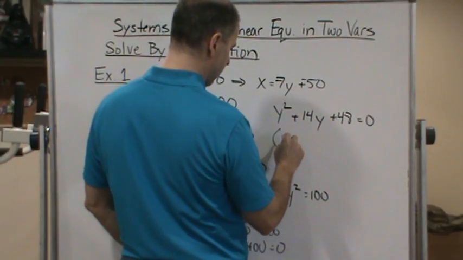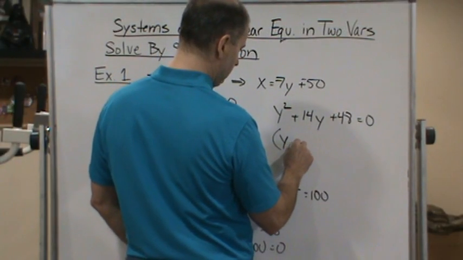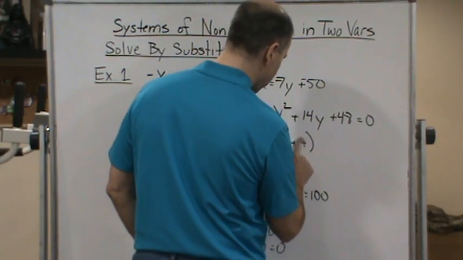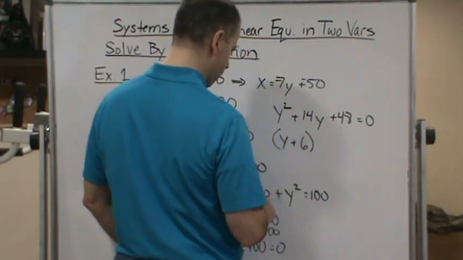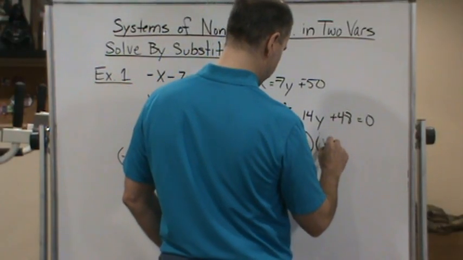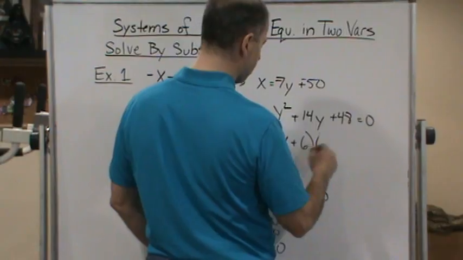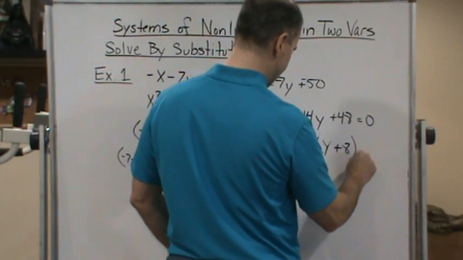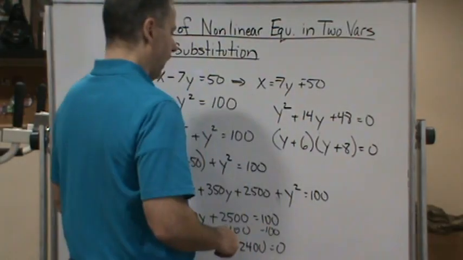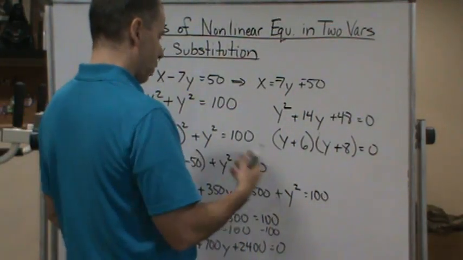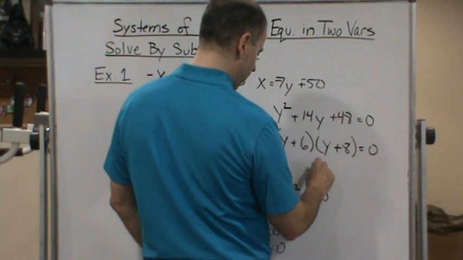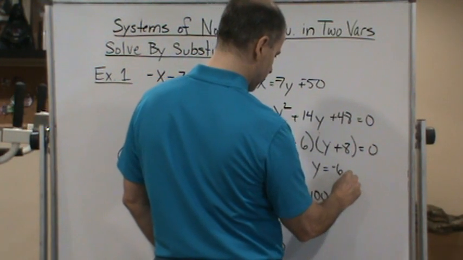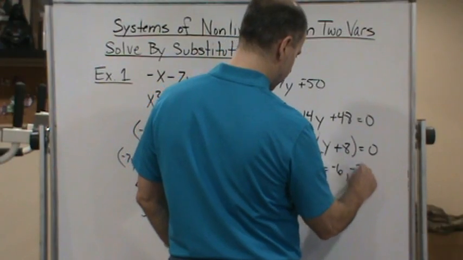So I get y plus 6 and y plus 8 equals 0. And now, by the zero product principle, I know that the two values of y that will solve this are y equals negative 6 and negative 8.